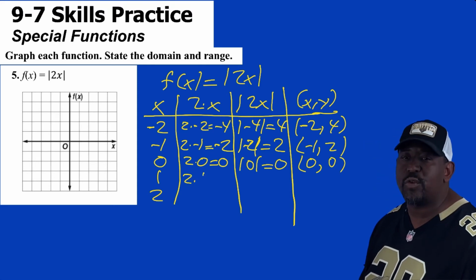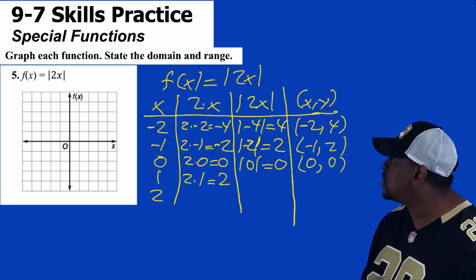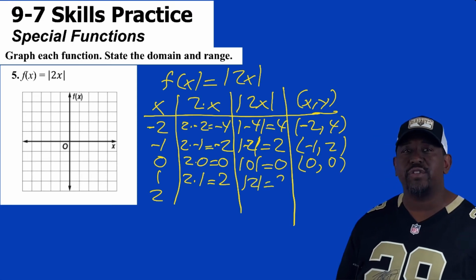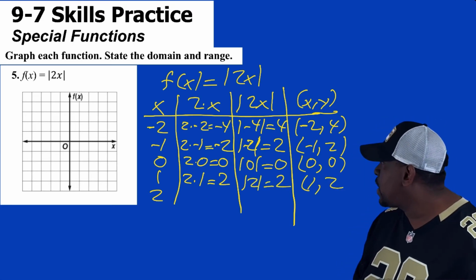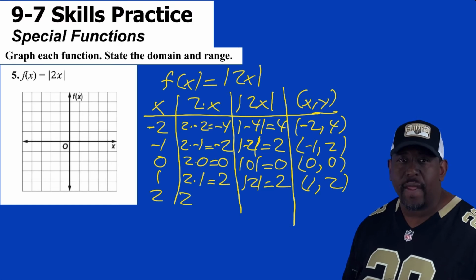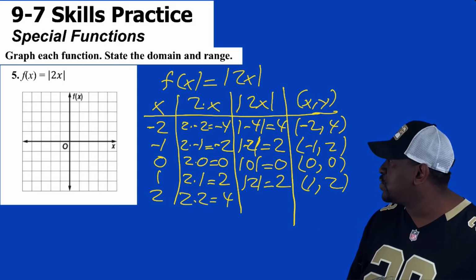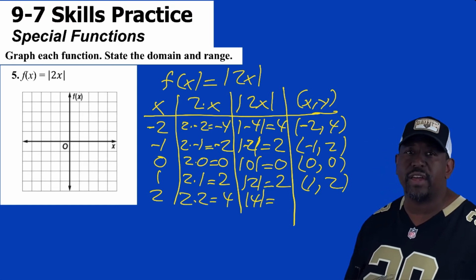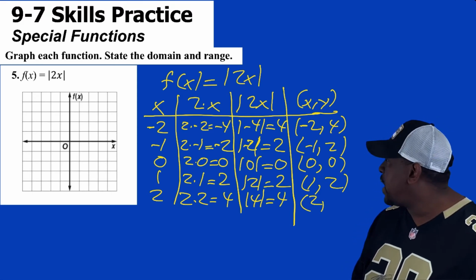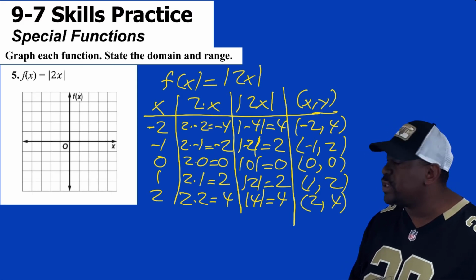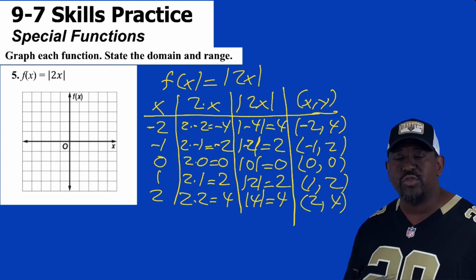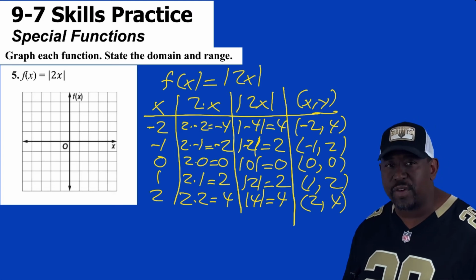And we substitute 1 for x. 2 times 1 is 2. The absolute value of 2 is equal to 2. So the next point is 1, 2. And then when we substitute 2, 2 times 2 is 4. Absolute value of 4 is 4. And our next point is 2, 4. So when you graph these points, you would generate what we call an absolute value function.